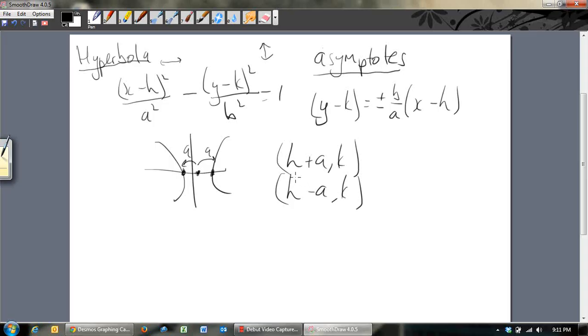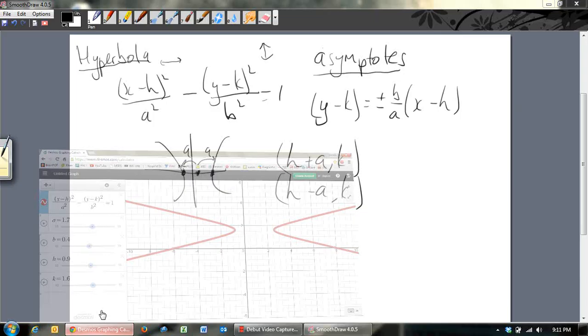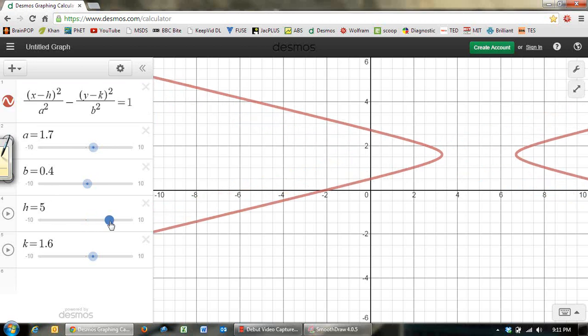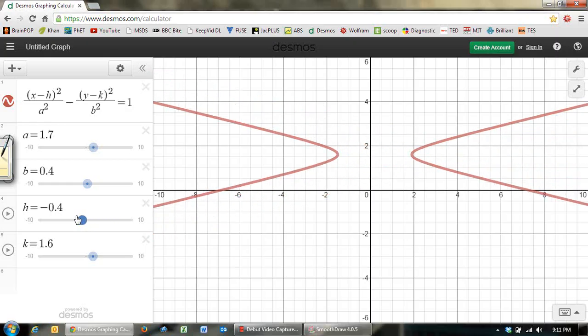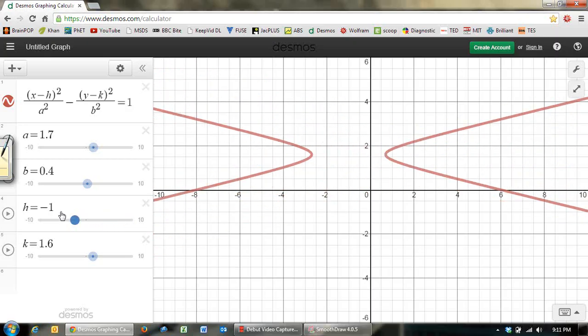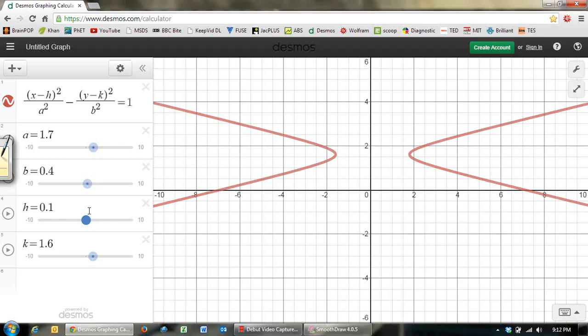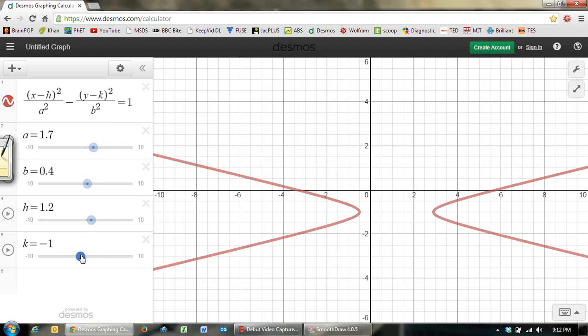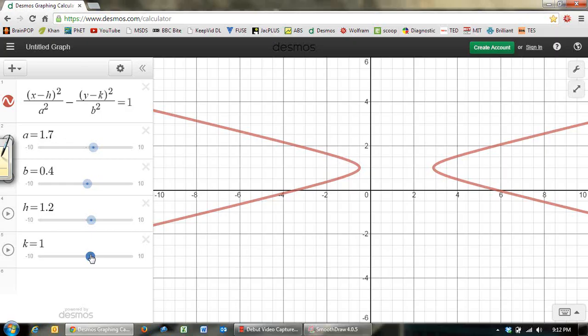Let's have a look at that in Desmos. So here's the hyperbola. That's what they look like. Let's see what happens when you move h. What do you think it will do? Yep, the centre moves. If you increase it, it moves to the right. If you decrease it, it moves to the left, as you'd expect. That's all it does. It moves the centre of the hyperbola. k moves it up and down. Exactly the same. Every relation will always do this.